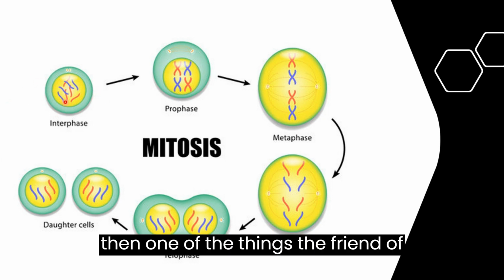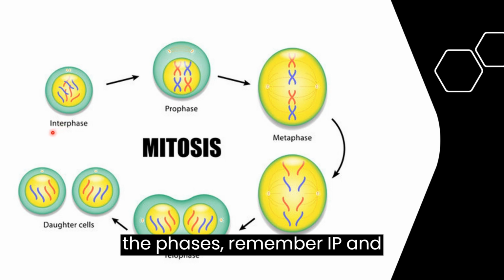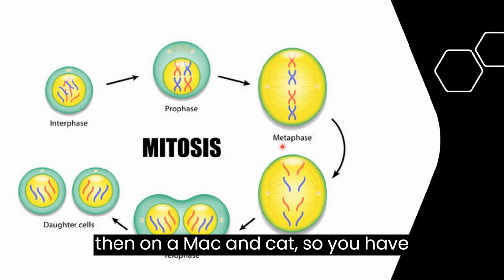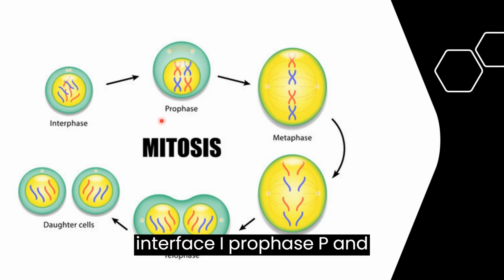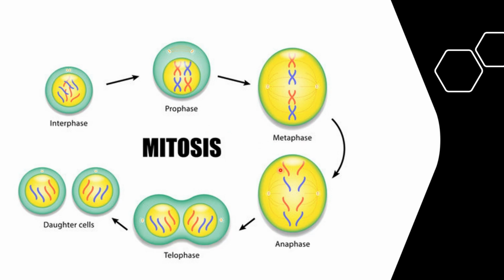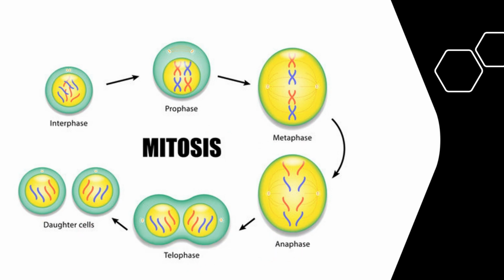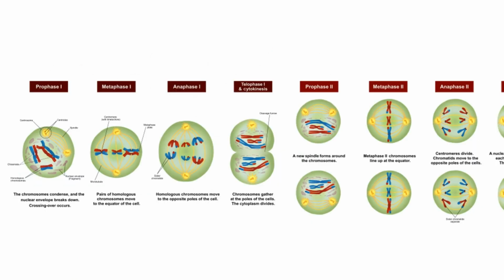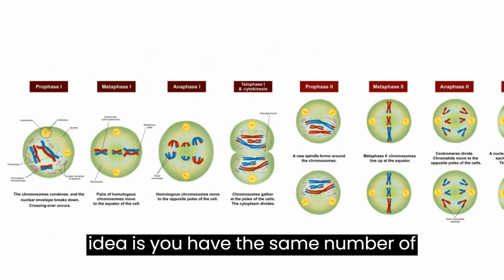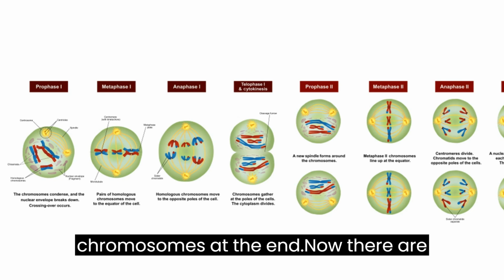One of the things a friend of mine used to say is, if you want to know the phases, remember I, P, and then on a mat, M-A-T. So you have interphase, I, prophase, P, and then mat: metaphase, anaphase, telophase, and then you end up with 2 daughter cells. And the idea is you have the same number of chromosomes at the end.